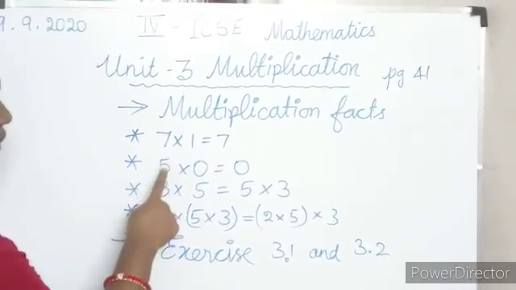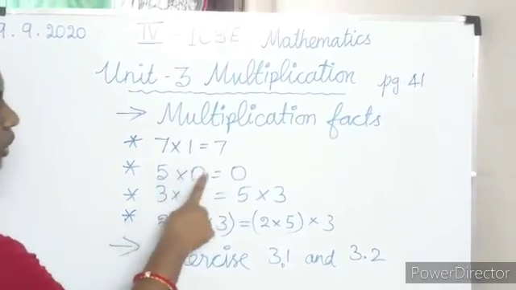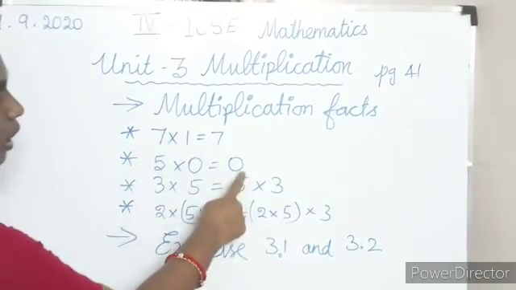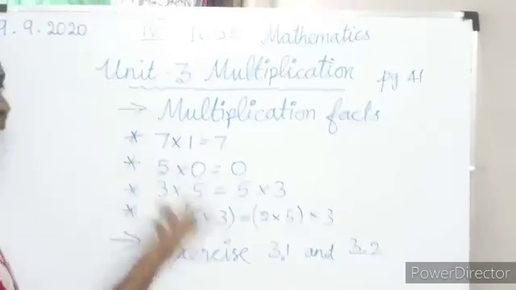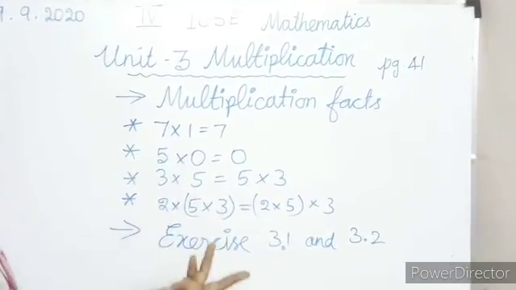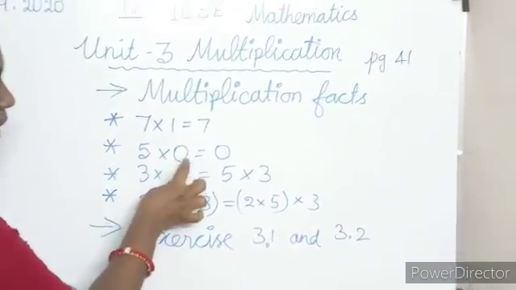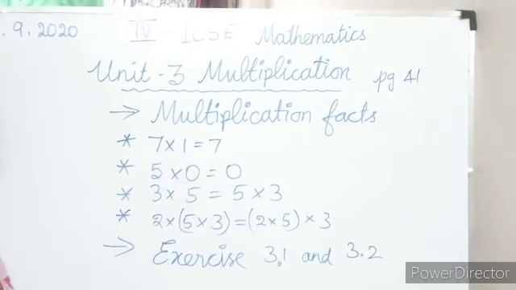The second one is that when we multiply a number with 0, the answer is 0 alone. It may be any number, the smallest number or the biggest number, no problem. When we multiply by 0, the answer is 0.